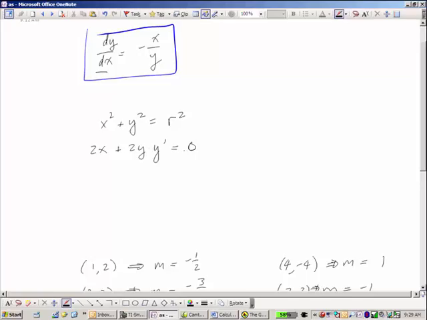Okay, I'm going to solve this differential equation. I'm going to solve this derivative equation. And I'm going to get y prime is equal to negative 2x over 2y, where y prime is equal to negative x over y.